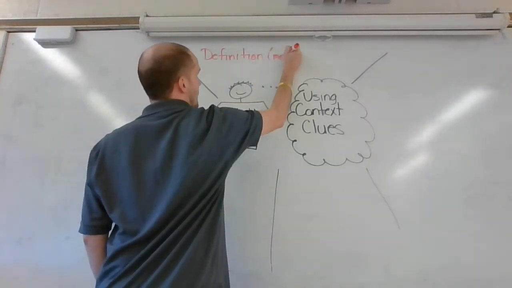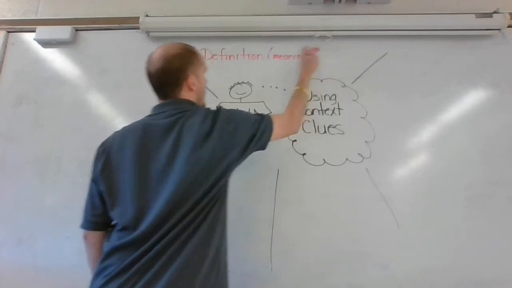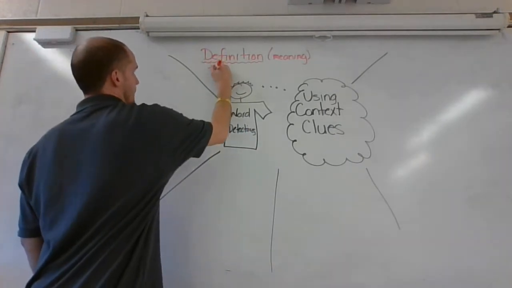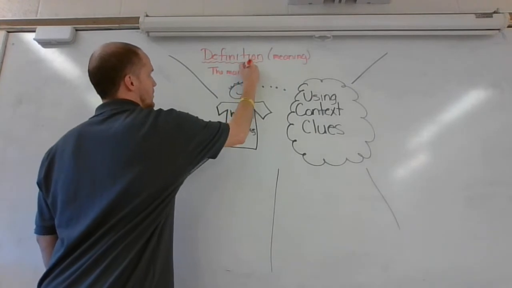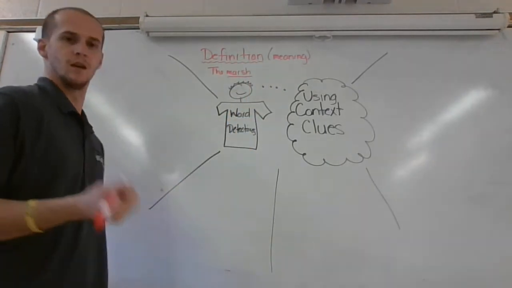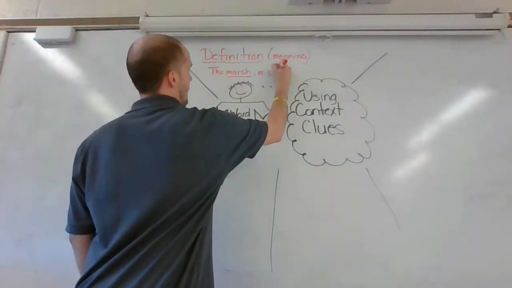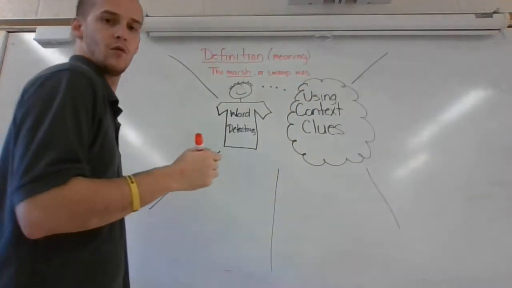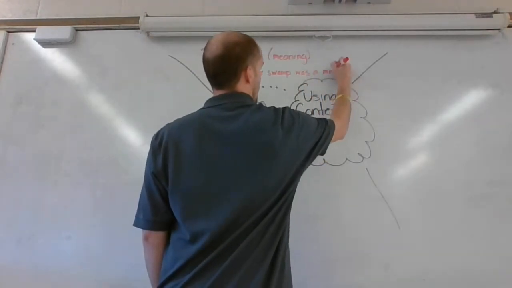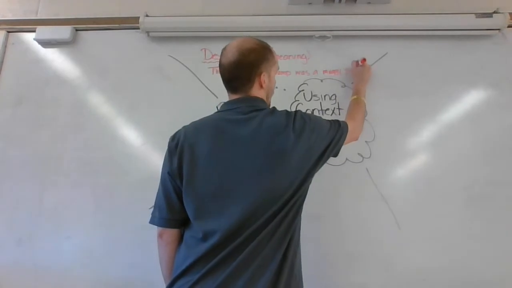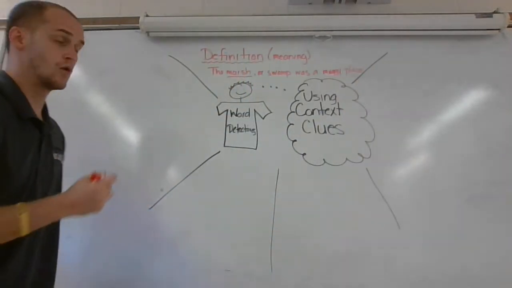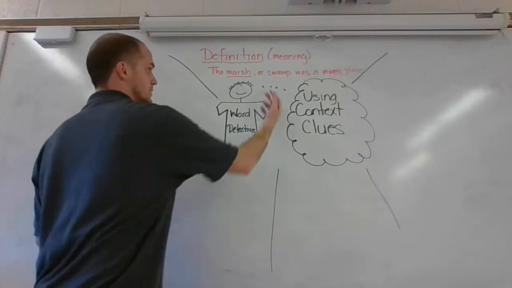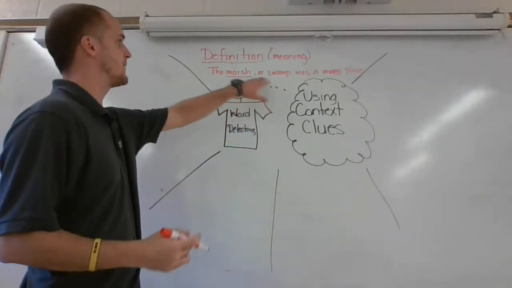Or meaning. All right, and you can look for this in the sentence. So, the marsh. This is not a word you come across every day. The marsh or swamp was a muggy place. All right. So you can see from the sentence that marsh could mean swamp. It gives you the definition of the word marsh in the sentence.